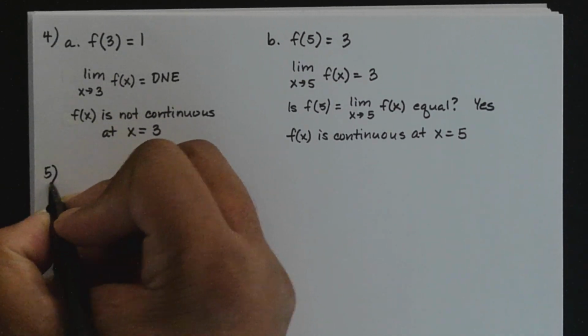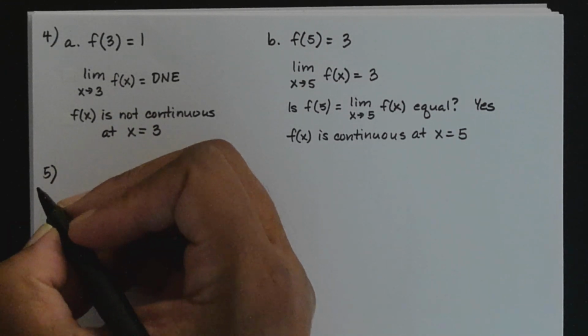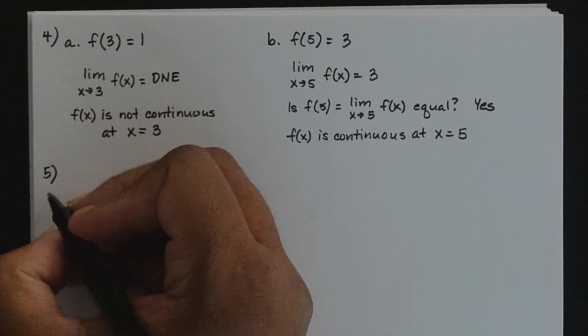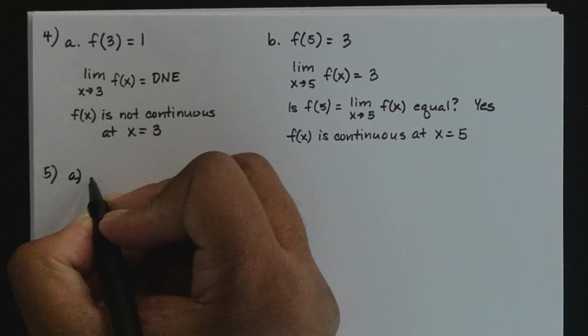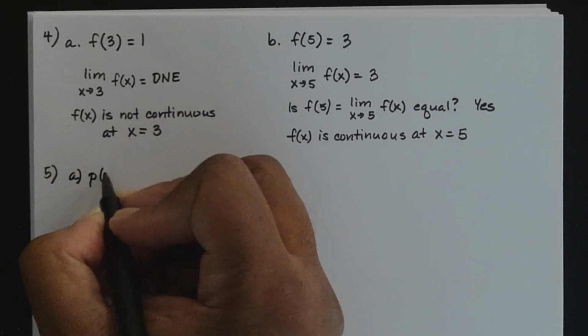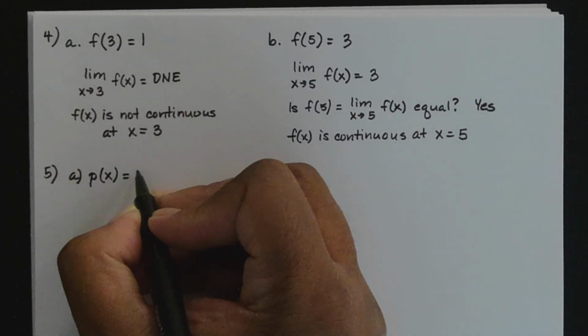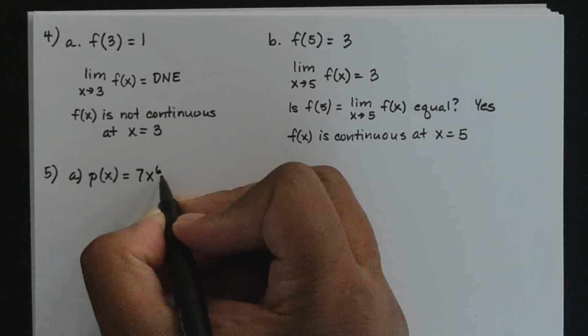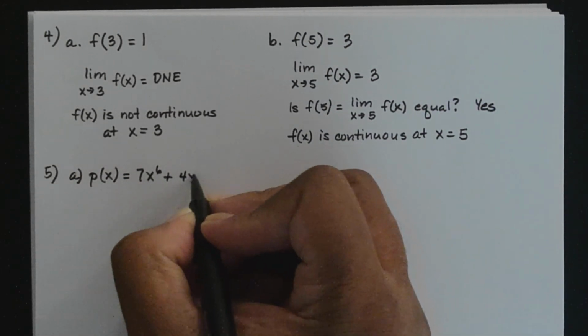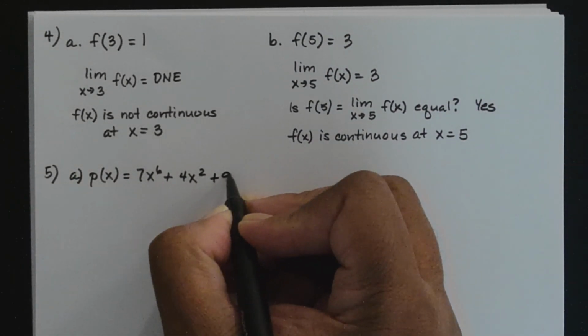All right, number 5. Determine the intervals in which each function is continuous. All right, so in part A, we got p of x is equal to 7x to the 6 plus 4x squared plus 9.